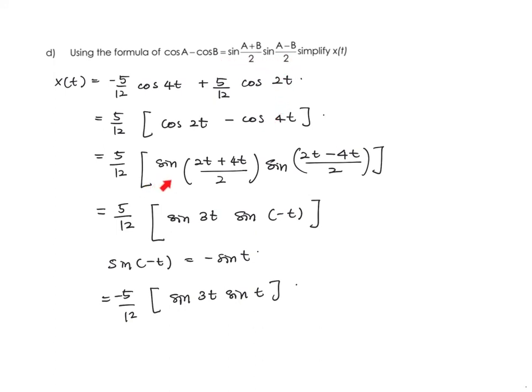So we have sin (2t plus 4t) over 2, sin (2t minus 4t) over 2. Okay, simplify. Then we get 5 over 12, sin 3t, sin negative t. Okay, sin negative t equal to negative sin t. So this negative we can put outside the bracket. So the answer after simplification, we have negative 5 over 12 sin 3t sin t.